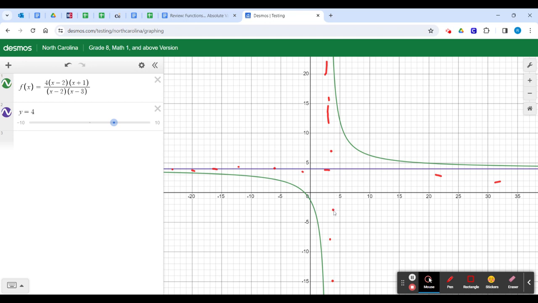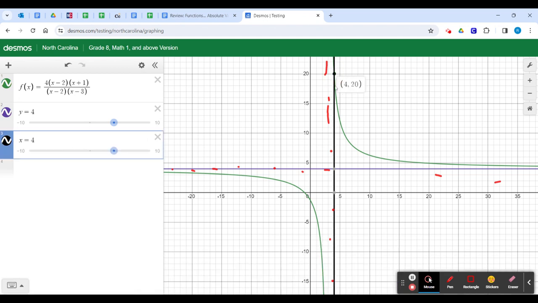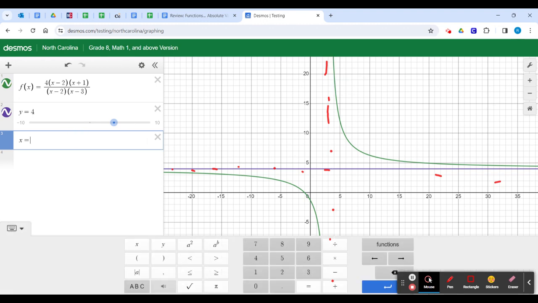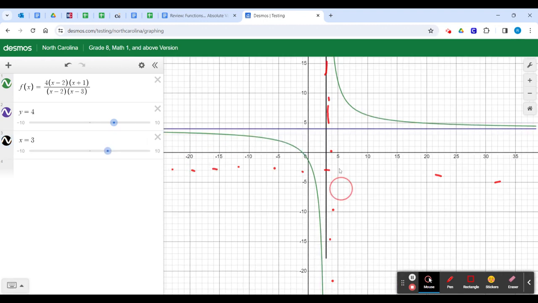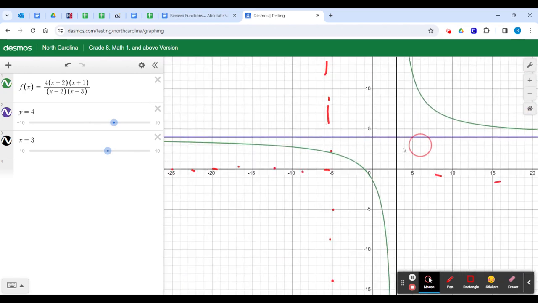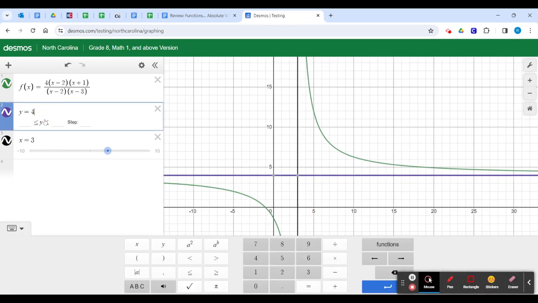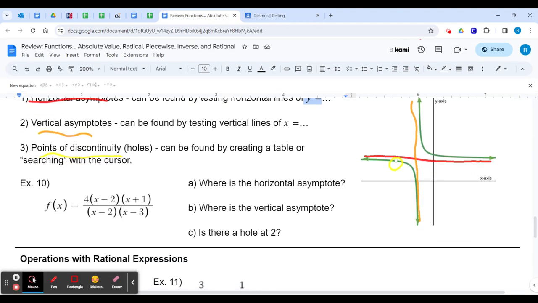That vertical asymptote, it looks like it might be at 4 as well. Let's try that out. x equals 4. It looks like we do have an intersection up there at 4, so I'm too far to the right. Let's back it off a little bit. x equals 3. If I scroll down a bit and scroll up a bit, it looks like I'm okay. So I'll zoom out and clear some of my sketches here. I should be good at y equals 4 and x equals 3 for my two asymptotes. So this final question, is there a hole at 2?